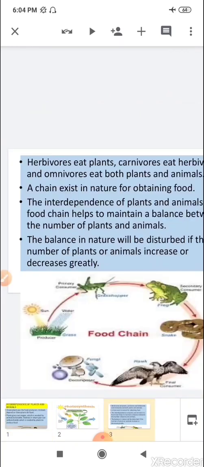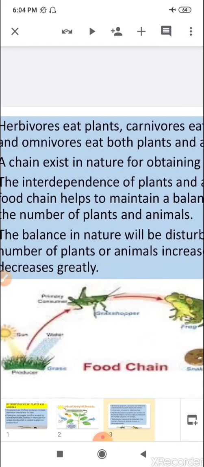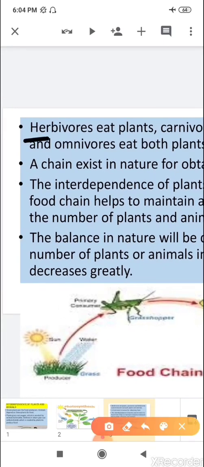Children, you have already learned about the food chain and also about the animals, which are divided into three categories according to their food habit. What are they? They are herbivores, the animals that eat plants, then carnivores, the animals which eat herbivores or other animals, and omnivores, the animals that eat both plants and animals. So children, all animals therefore depend on plants for food.